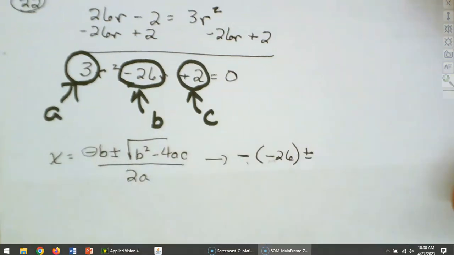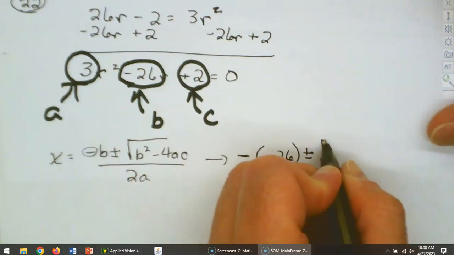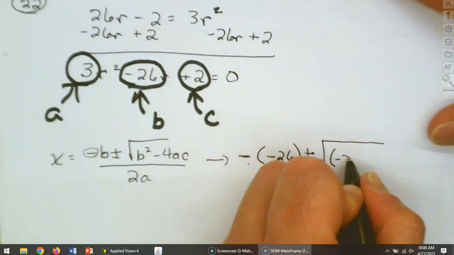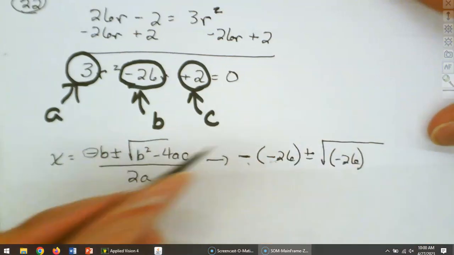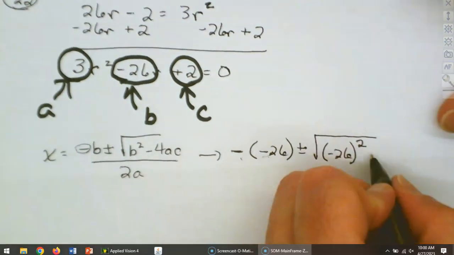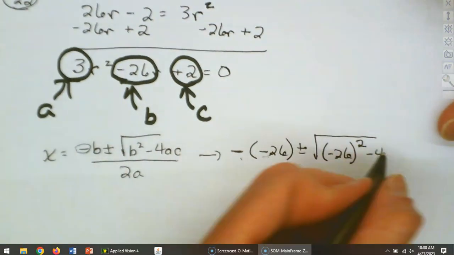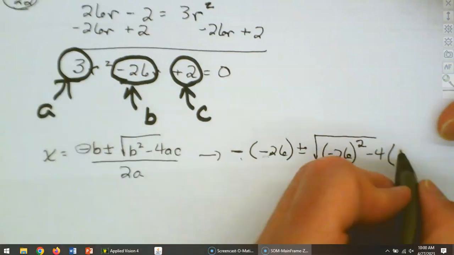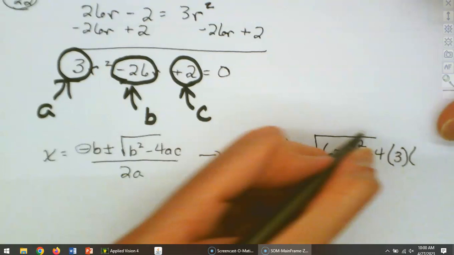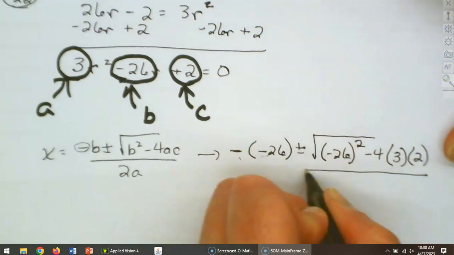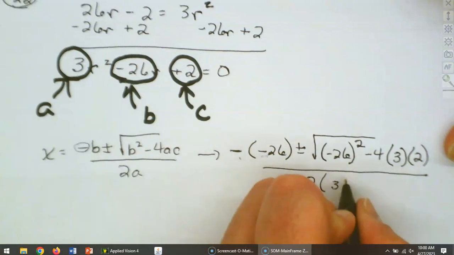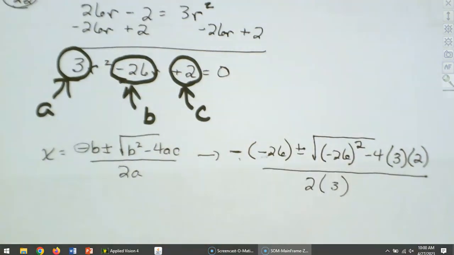Then you've got plus or minus the square root of b squared. Now, use parentheses. So that's going to make it a minus 26 squared with parentheses. Minus 4 times your A, which is 3, times C, which is that 2, and that's all over 2 times 3.